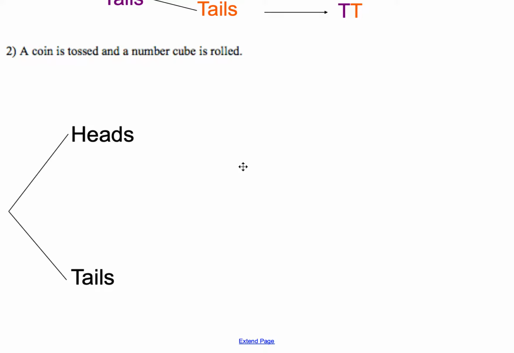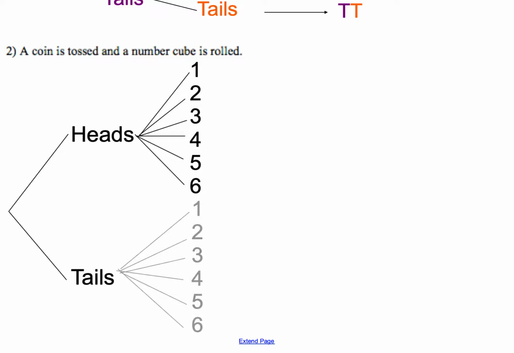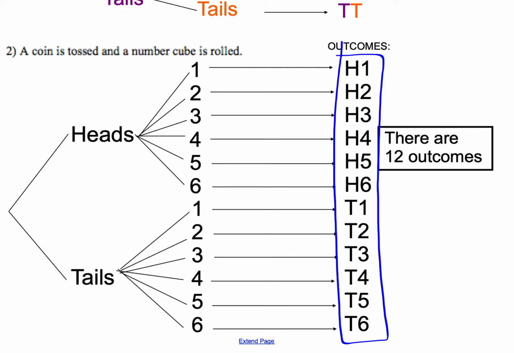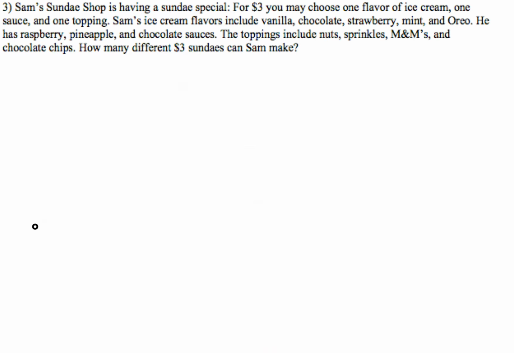And then after that, we're going to roll the number cube. And it doesn't matter whether we rolled heads or tails. We do get just 6 options for the next thing. This gives us a total of 12 outcomes. We could get heads 1, heads 2, heads 3, heads 4, heads 5, heads 6. Or we could get tails 1, tails 2, tails 3, tails 4, tails 5, or tails 6. Total of 12 different outcomes. Remember that the name of this list is called a sample space. That is the sample space.